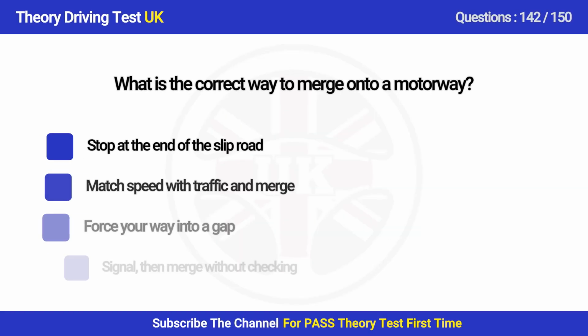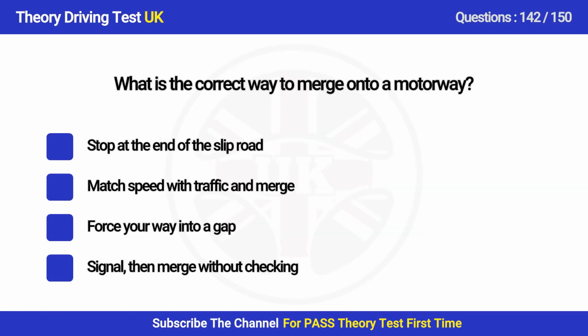Question 142. What is the correct way to merge onto a motorway? A. Stop at the end of the slip road. B. Match speed with traffic and merge. C. Force your way into a gap. D. Signal, then merge without checking.